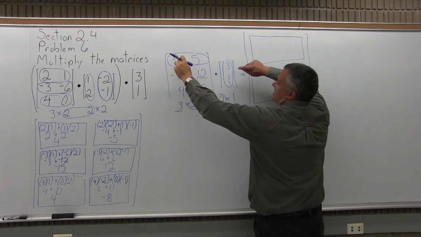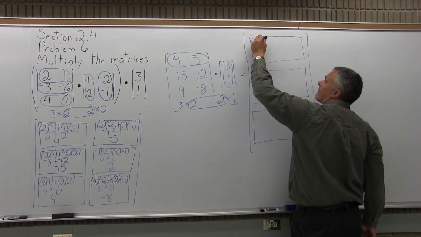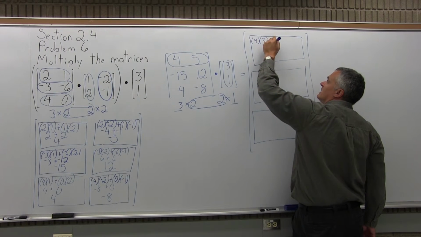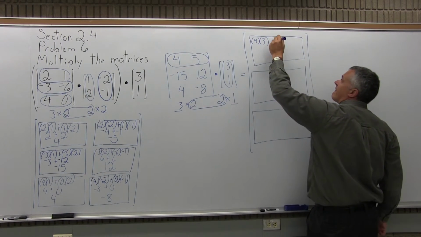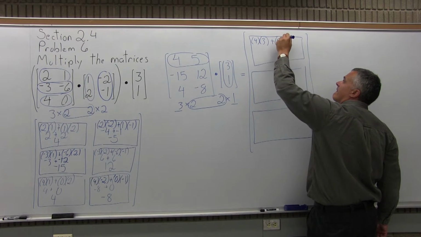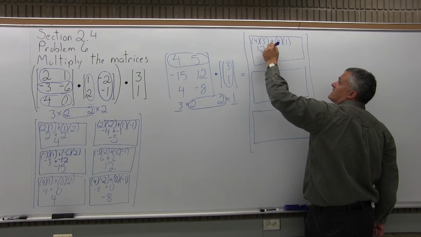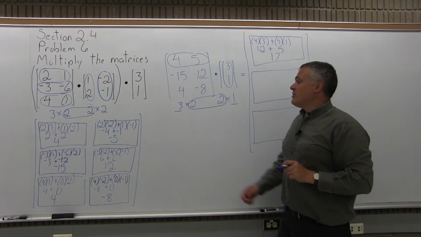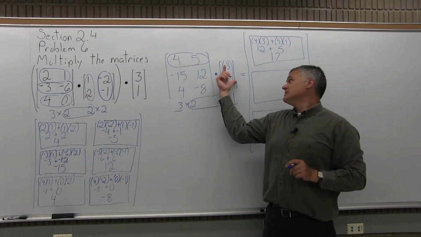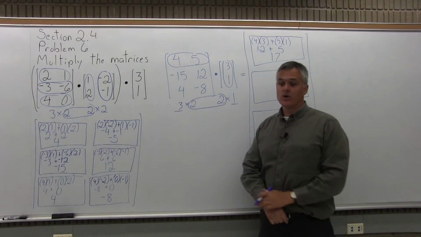So when I do that, first times first will be 4 times 3. Plus second times second will be 5 times 1. So first times first, 4 times 3 is 12. Second times second, 5 times 1 is 5. And then when you add 12 plus 5, you get 17. And I multiplied the top row times the only column there is, so my answer went in the top row and the only column there is.